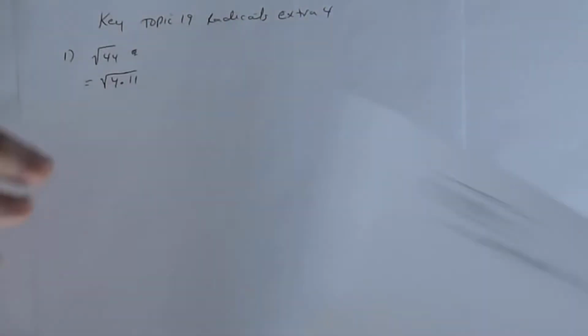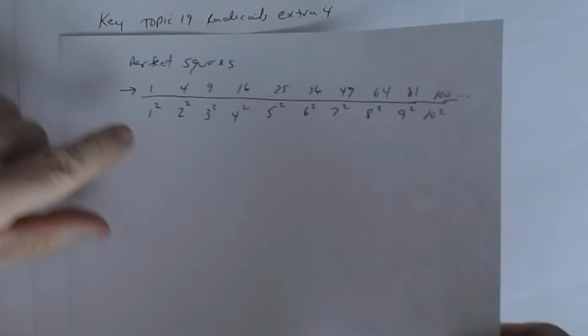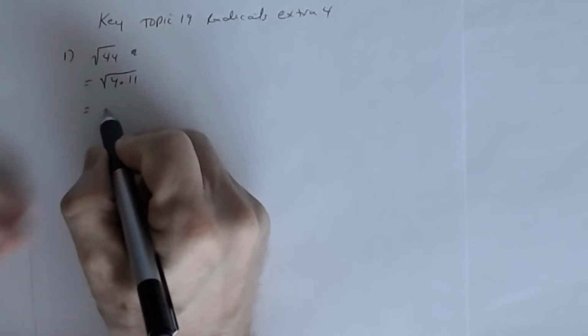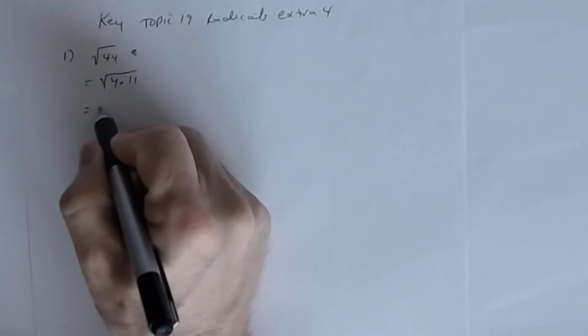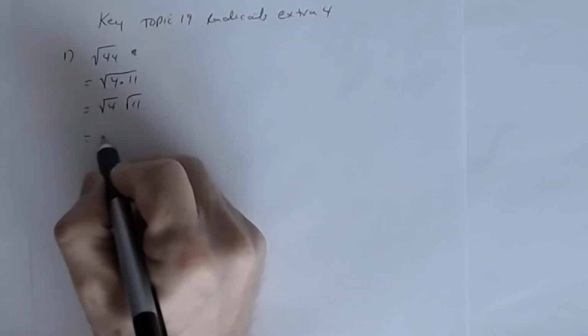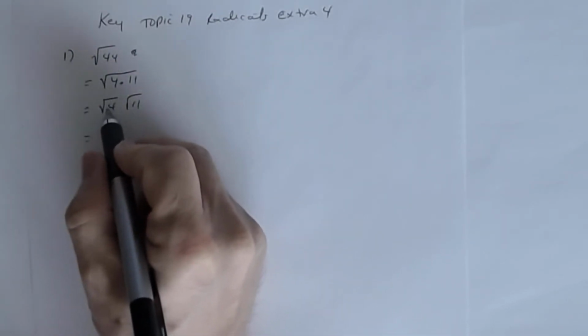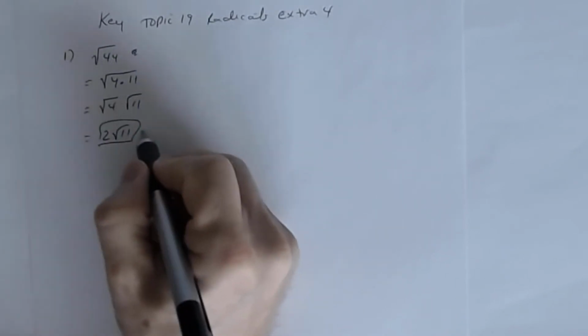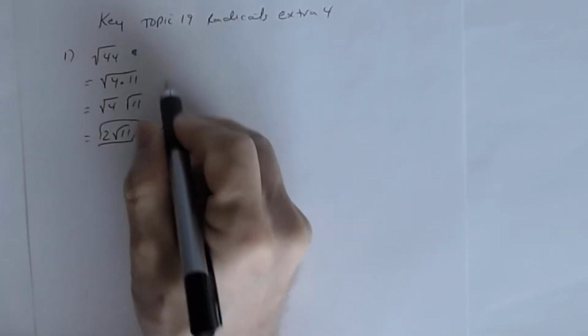So you want to use a perfect square. Always think, I need to use a perfect square if I'm trying to simplify a square root. Now I'm going to use the product rule, which says that will be the square root of 4 times the square root of 11. Therefore I can say my answer: the square root of 4 is a perfect square, and the square root of 4 is 2. So the answer is 2 square root of 11. There's the answer, and that's your work.